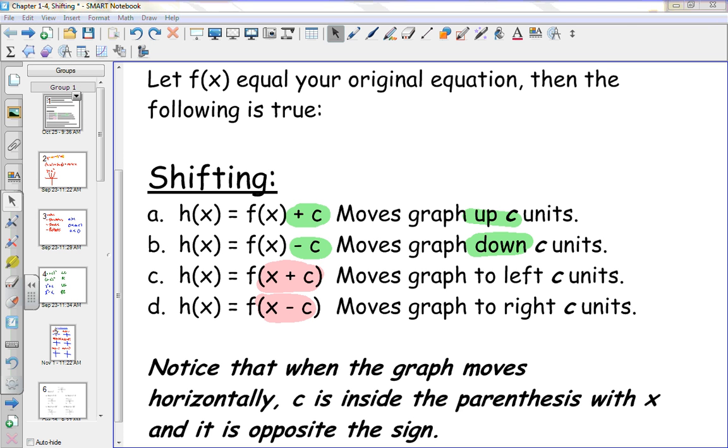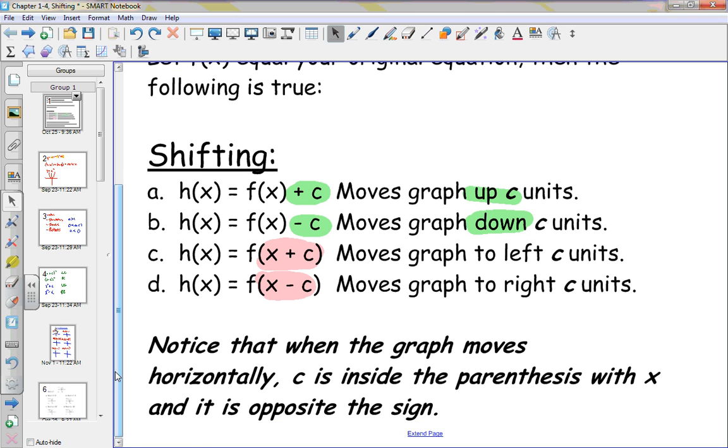If I have f of x plus c inside the parentheses, that's going to be a horizontal shift. Plus c goes the opposite direction of what we would think. We would think that would go to the right, but since it's inside the parentheses, it goes to the left. Okay? If I have f of x minus c inside parentheses, again, we would think that would go to the left, but it actually goes to the right. Do we all understand those shifts?